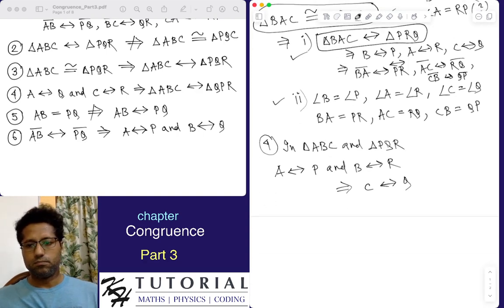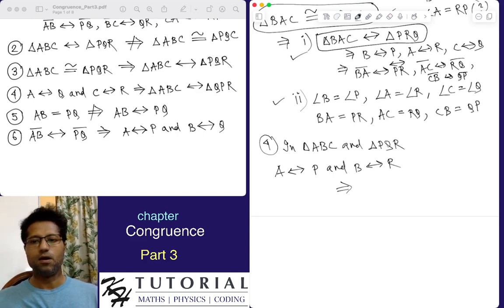So basically, instead of writing this, I can also say that if I know in between two triangles some mapping is going on, and I know that A is mapped to P and B is mapped to R, I can automatically say that the mapping established between the triangle ABC and PQR is this mapping. I know A is mapped to P, I know B is mapped to R, so C has to be mapped with Q. Okay.